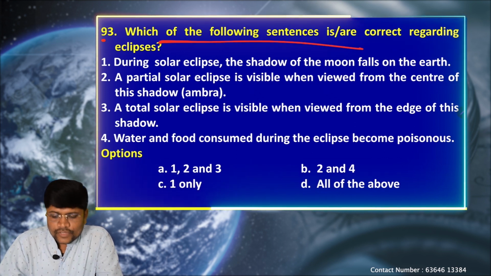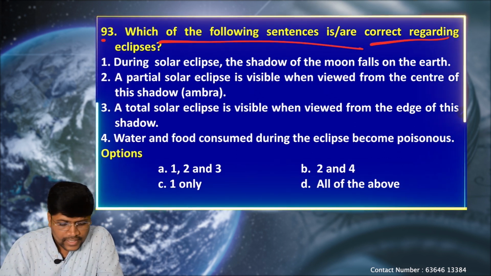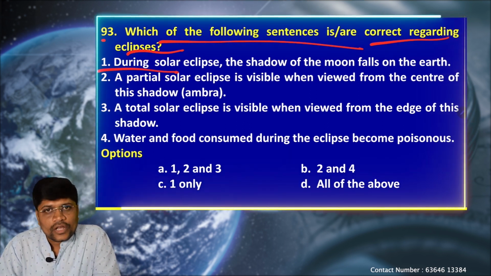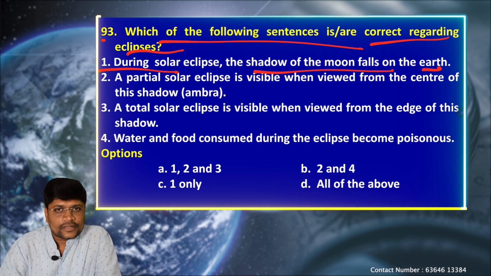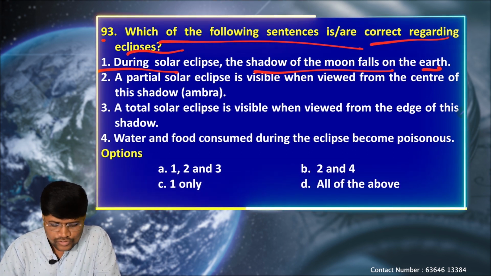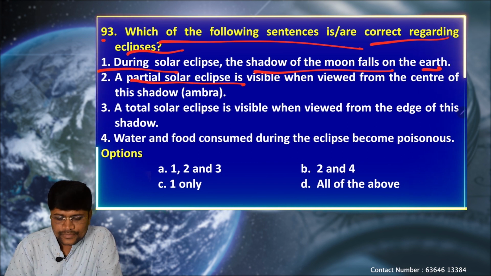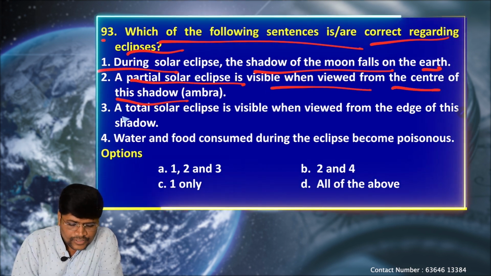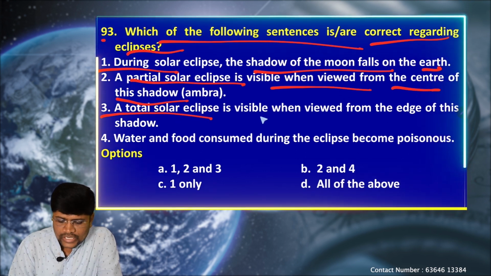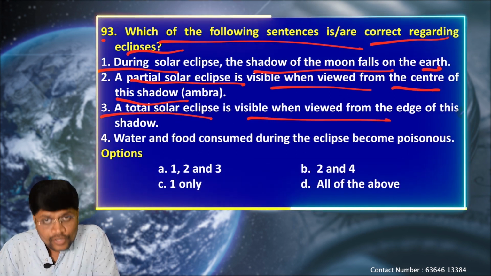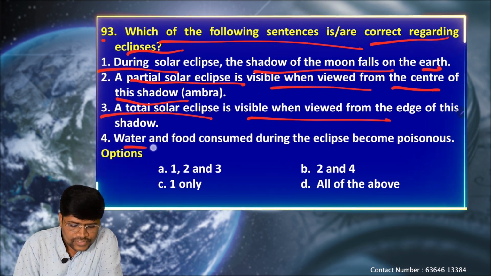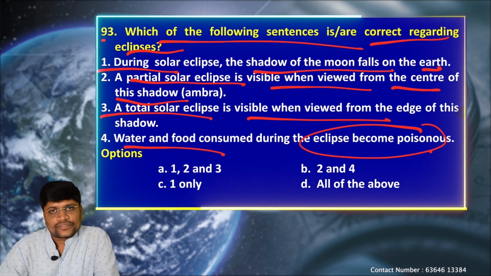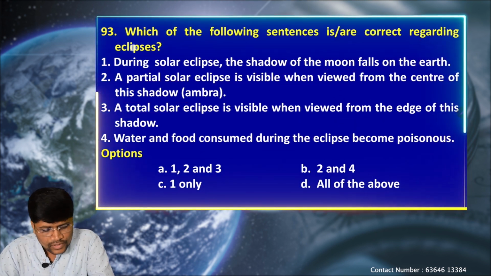Question number 93. Which of the following sentences are correct regarding the eclipses? First statement says during a solar eclipse, the shadow of the moon falls on the earth. Next, a partial solar eclipse is visible when viewed from the center of this shadow. Next, the third statement is a total solar eclipse is visible when viewed from the edge of this shadow. Fourth one says the water and food consumed during the eclipse becomes poisonous. Okay, let's see the explanation.